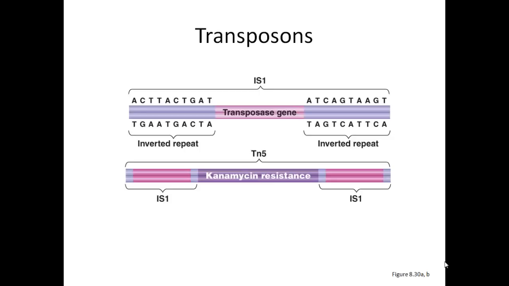Complex transposons carry other genes, such as those for antibiotic resistance. Transposons can be carried on plasmids or viruses, and they can be spread from one organism to another.